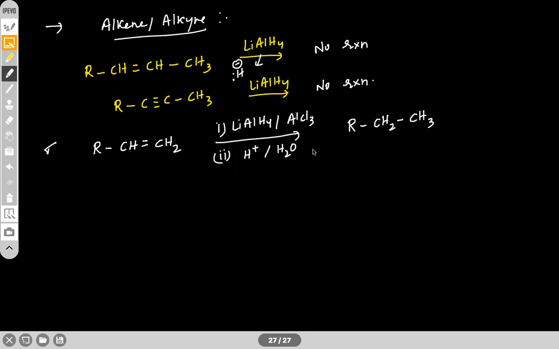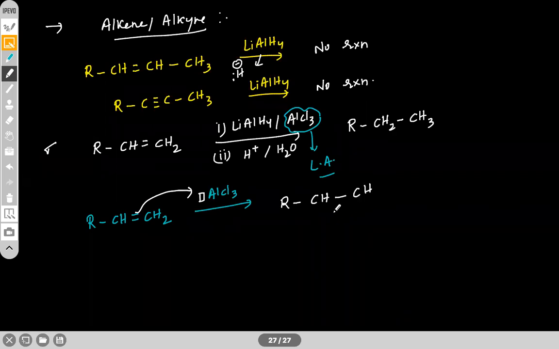Okay, fine. So this is the reaction possible with AlCl3. AlCl3 is a Lewis acid, so any Lewis acid may give this kind of product. Look at the mechanism here. This pi electron is taken into the vacant orbital of aluminium.